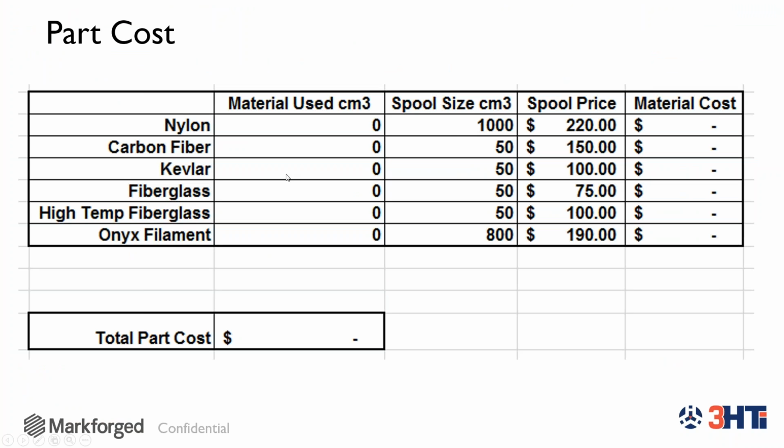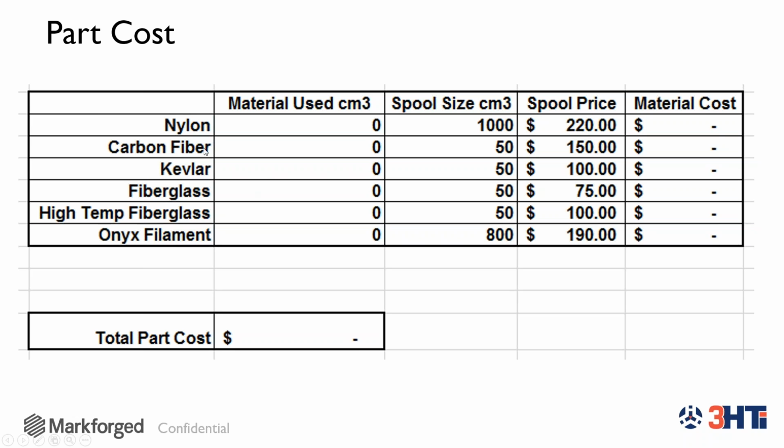All right, sounds good. Unfortunately, this slide hasn't been updated yet, but I'll just go off of it. What you can see here are the different spool sizes. The spool size for nylon has been changed and is actually now 800 cubic centimeters, and the price for this is $170 for 800 cubic centimeters.